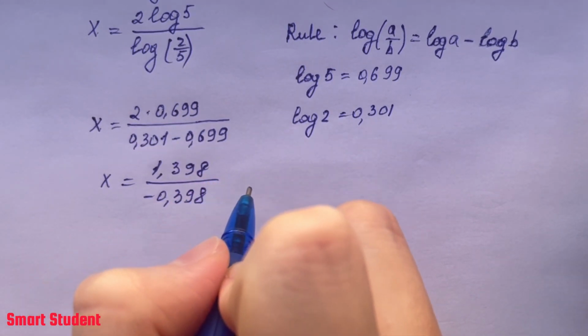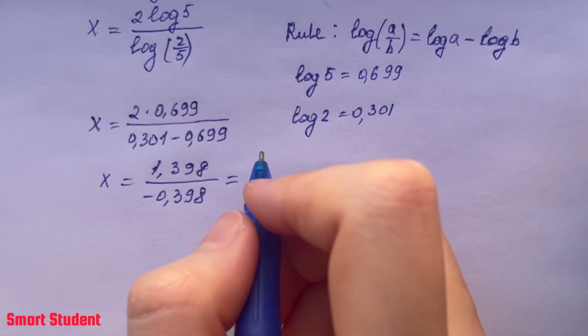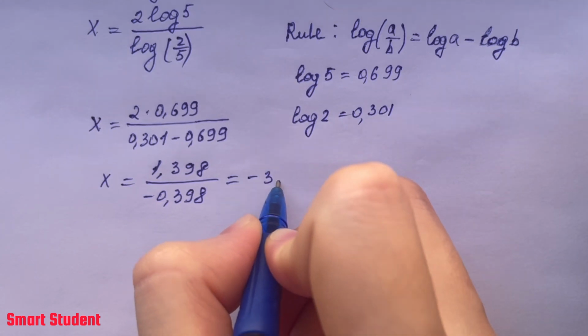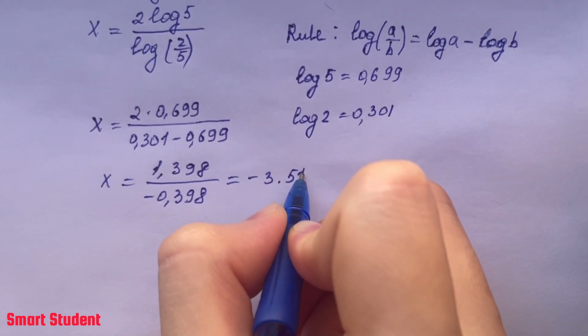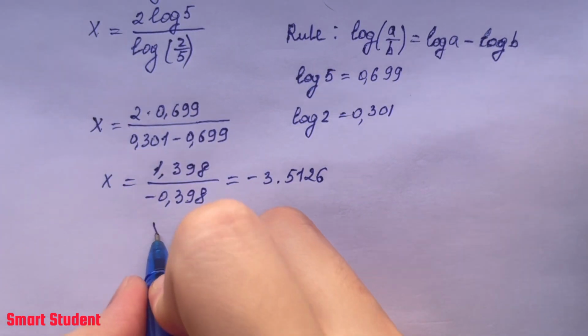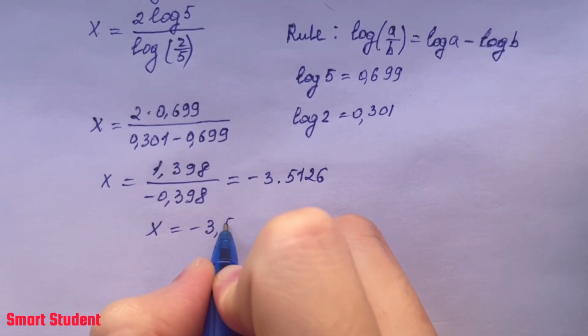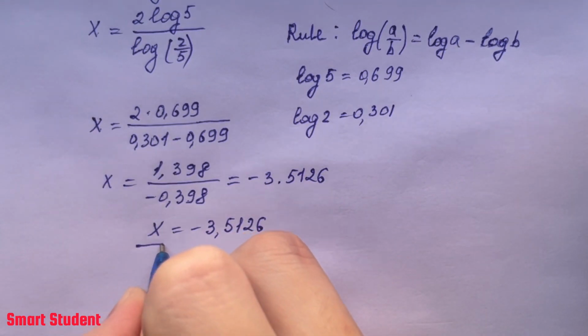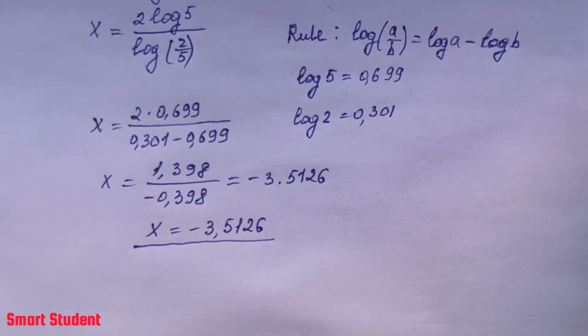So this is equal to this divided by this, which is minus 3.5126. So x is equal to minus 3.5126. And this is the final answer.